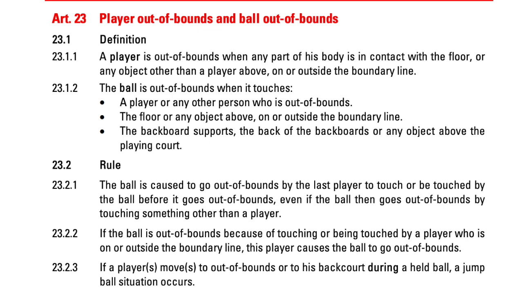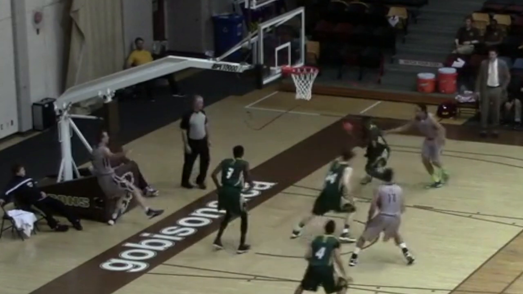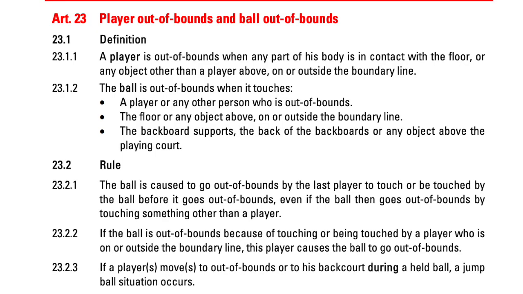So if I run, the ball's about to go out of bounds, I take off from inside the playing court, which means I'm not stepping on the line or past the line. I jump, and while I'm in the air, tap it back and then land out of bounds. That is a perfectly legal play.